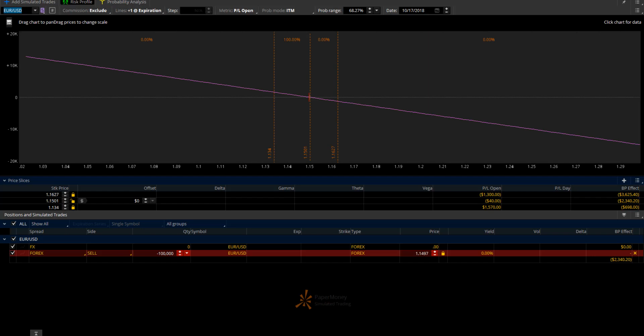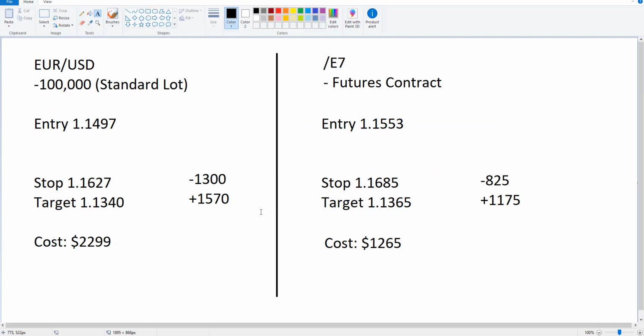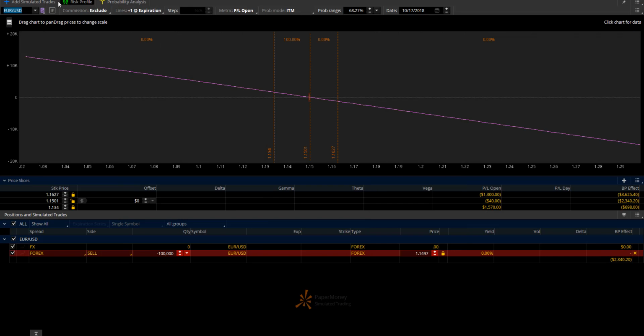So pretty close on the relationship, but a little bit better on the futures contract. That might just be a function of the actual futures pricing right now. I wouldn't read too much into that. If I'm looking at bang for my buck, for $2,300 I can make $1,500 if I'm right, and for $1,200 I make $1,200 if I'm right. This might be a little bit more efficient in terms of capital. If you're looking at that relationship, I kind of like the futures contract numbers just a little bit better.